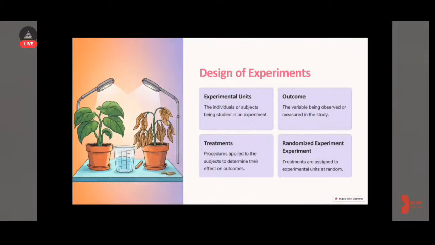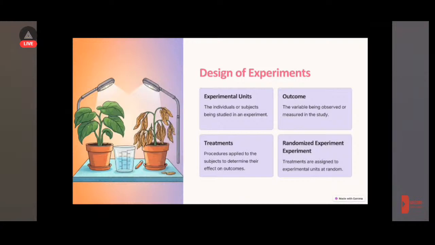Now, we have the design of experiment. Explain what the experimental unit is. Looking at the picture on the left side, you can see two flowers. One of the flowers is dry while the other one looks so radiant. Now, what is the experimental unit? The individuals or subjects being studied in an experiment. Looking at this, the flower itself is going to be the experimental unit.